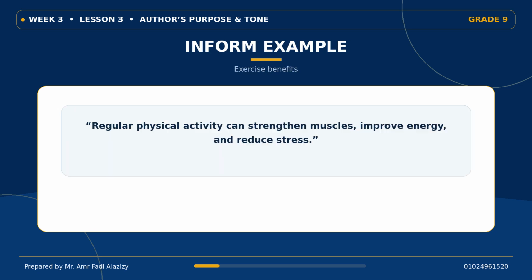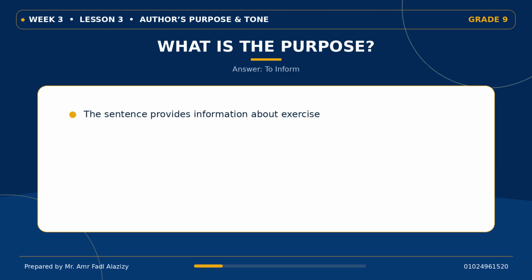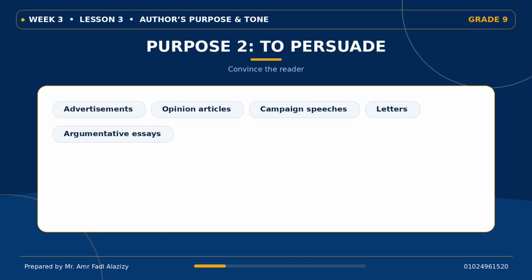For example, regular physical activity can strengthen muscles, improve energy, and reduce stress. What is the author's purpose? The purpose is to inform. The sentence provides information about the benefits of exercise.